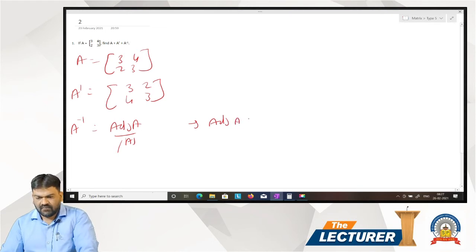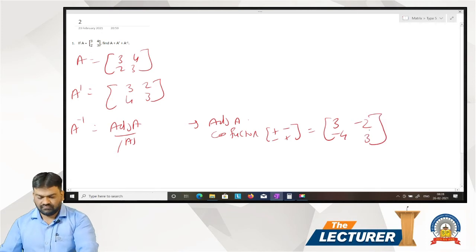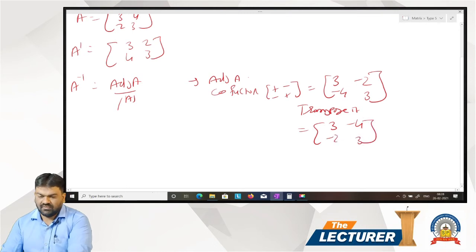Adjoint of A, cofactor. Signs plus minus, minus plus. Cofactor of 3 is 3, cofactor of 4 is minus 2, cofactor of 2 is minus 4, cofactor of 3 is 3. Now transpose it. 3, minus 4, minus 2, 3. This is adjoint of A.